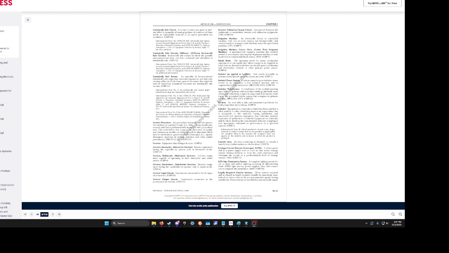Labeled: equipment or materials to which has been attached a label, symbol, or other identifying mark of an organization that is acceptable to the AHJ and concerned with product evaluation, that maintains periodic inspection of production of labeled equipment or materials, and by whose labeling the manufacturer indicates compliance with appropriate standards or performance in a specified manner. So, what does that mean? If an object is labeled, that usually means it's going to have a company's logo on it, aside from the ones that made them.